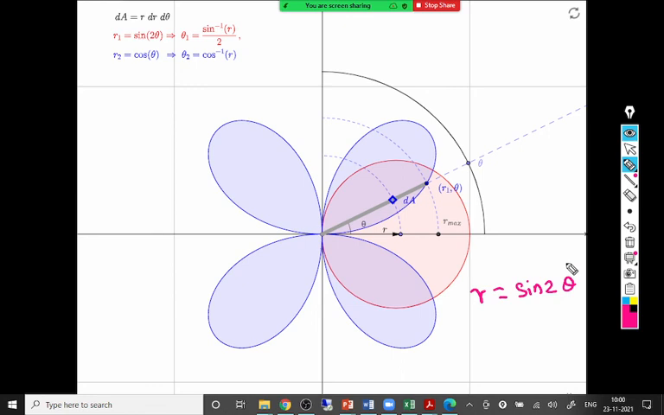Just for your understanding, this is the r equal to sine 2 theta curve, and whatever red color is there is r equal to cos theta. This is part of our syllabus. What is r equal to cos theta? Anyone? Quick. Circle on the x-axis whose diameter is 1, because r equal to 1 cos theta. Suppose r equal to 4 cos theta, it is a circle with diameter 4 on the x-axis. So right now r equal to cos theta is a circle whose diameter is 1 and that is on the x-axis.